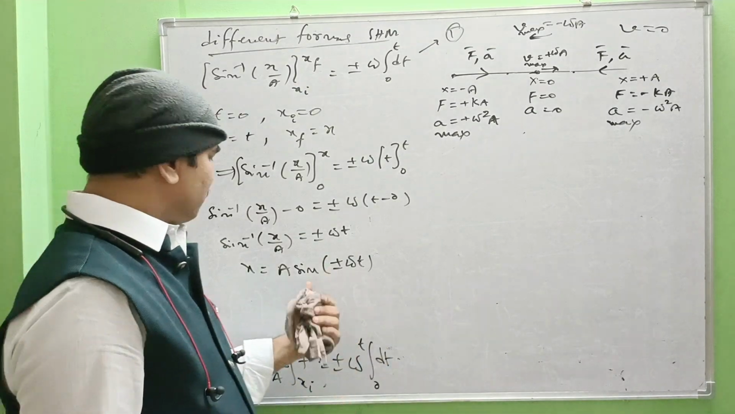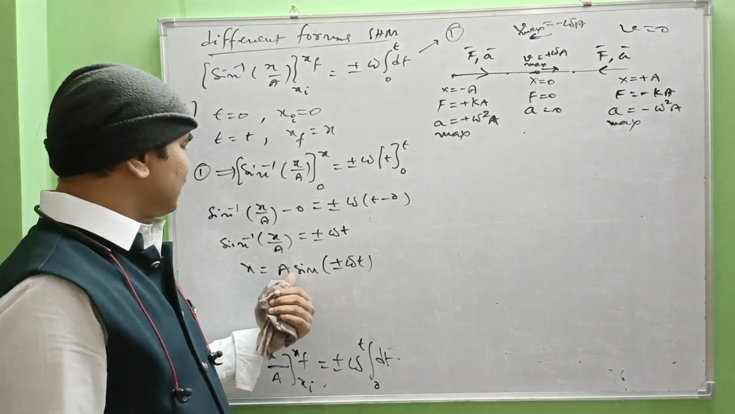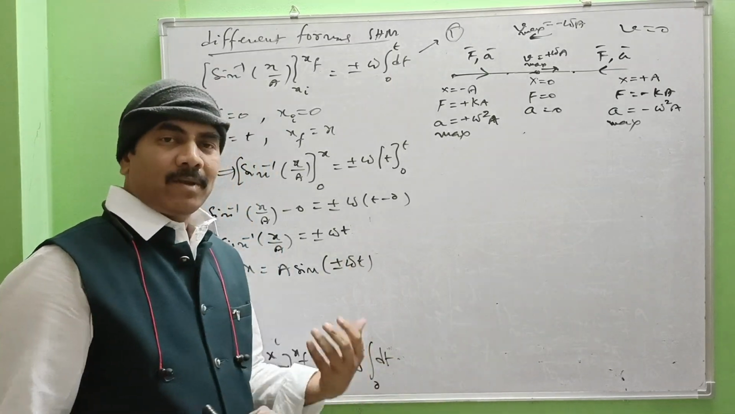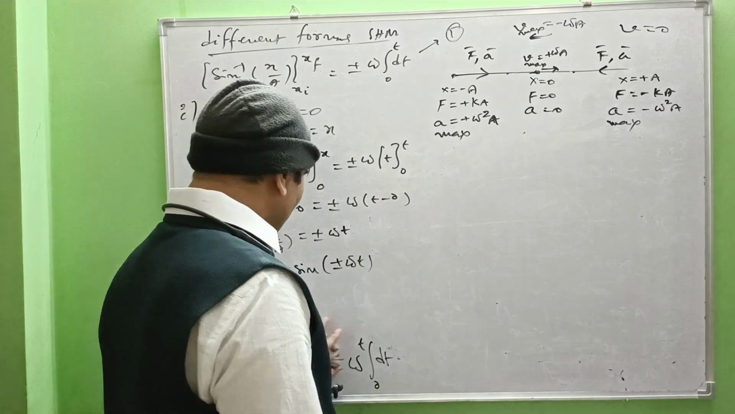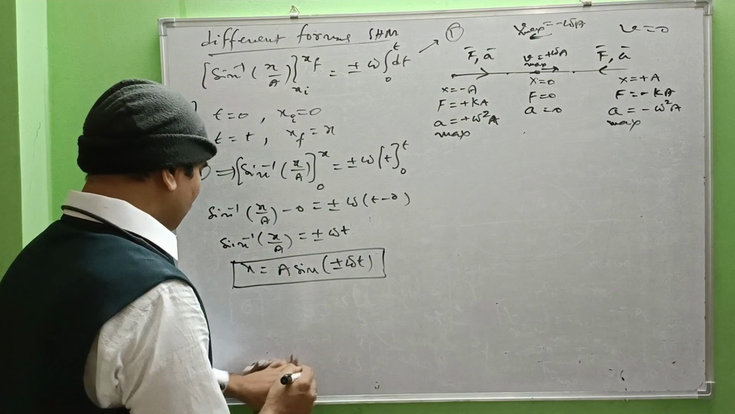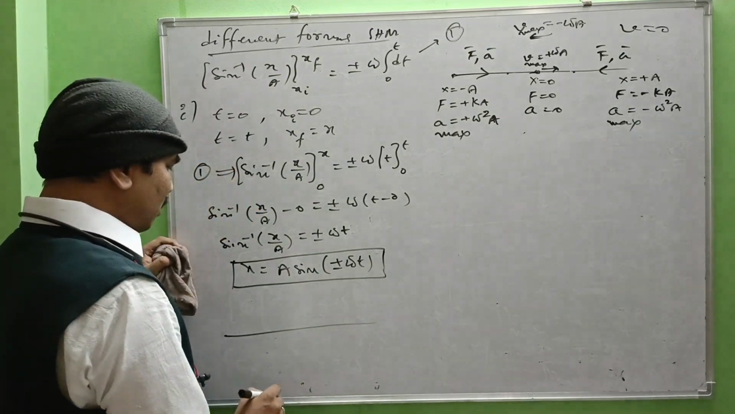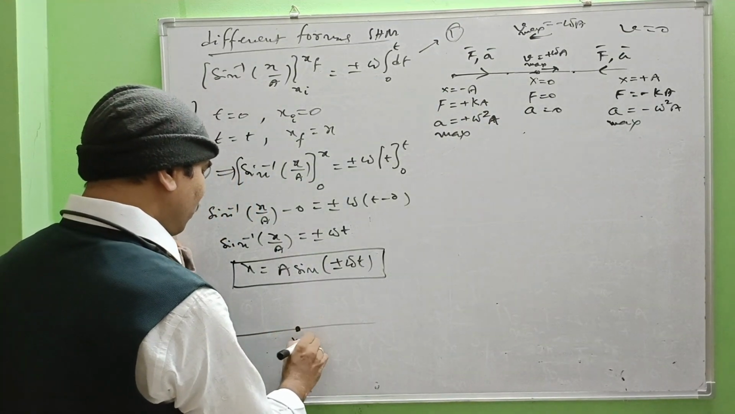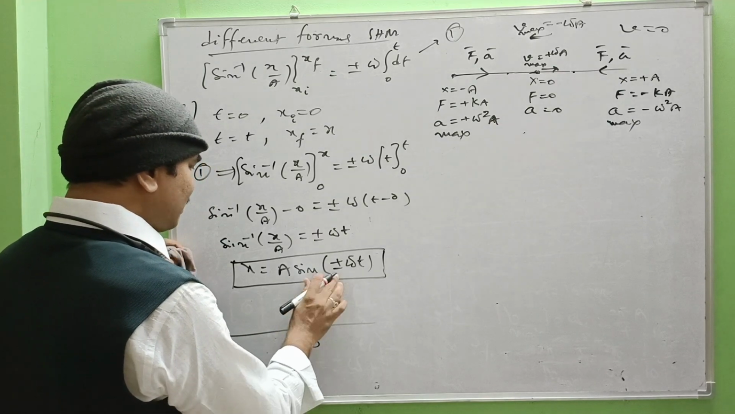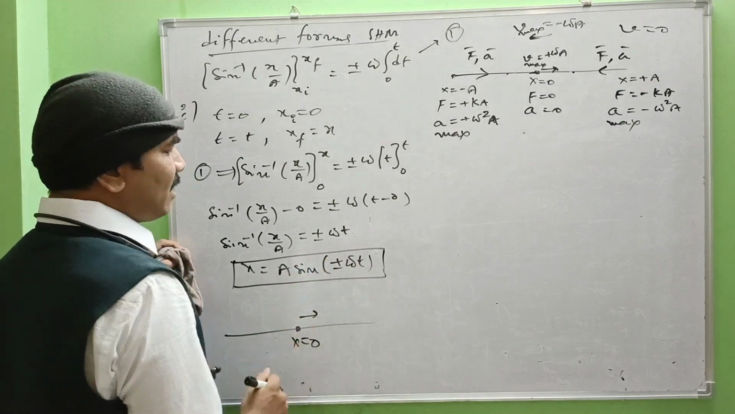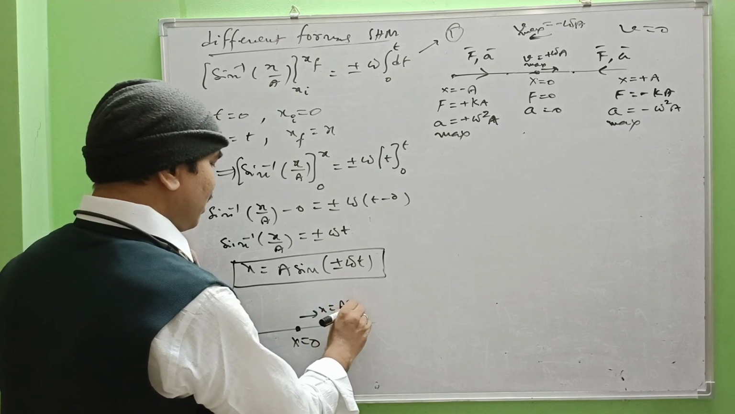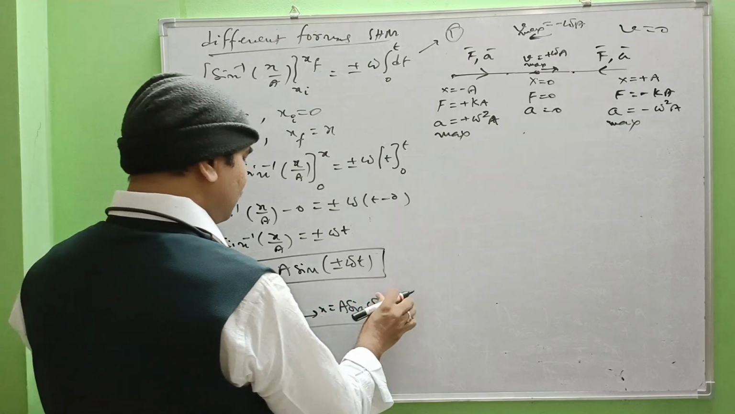Here we have two options for the expression x = a sin(±ωt). When do we have the positive sign, and when the negative sign? Suppose during the oscillation along the x-axis, the particle crosses the mean position, x = 0, rightwards. What is the expression here? a sin(+ωt), that is x = a sin ωt.